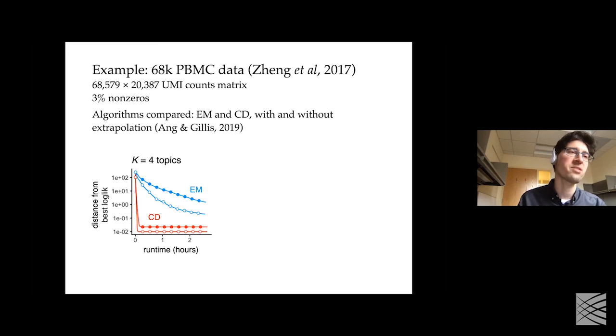And I'm comparing distance to the best log likelihood we've achieved. The log likelihood here is the objective we're also trying to minimize. And you can see that, to be honest, both algorithms seem to be approaching the same solution. The coordinate descent, however, does achieve the solution much faster. But overall, if you're just a little bit more patient, there's not a huge benefit to coordinate descent. In this particular example, where we're trying to fit a model with four topics.